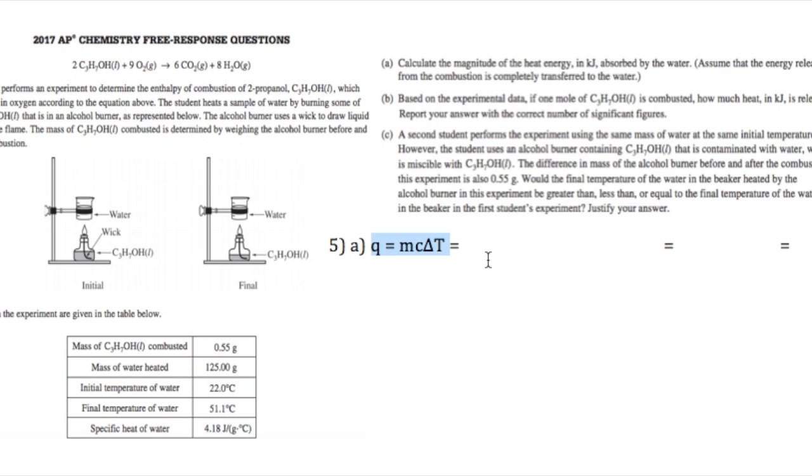So now we look at all the different variables in that equation. So what is M? Do they give us M? Yes, they do. Here it is. The mass of the water is right there. So it's 125. We know it's 125 for M. They give us C, which is the specific heat capacity of water. They do. It's right here, 4.18. And do they give us delta T?